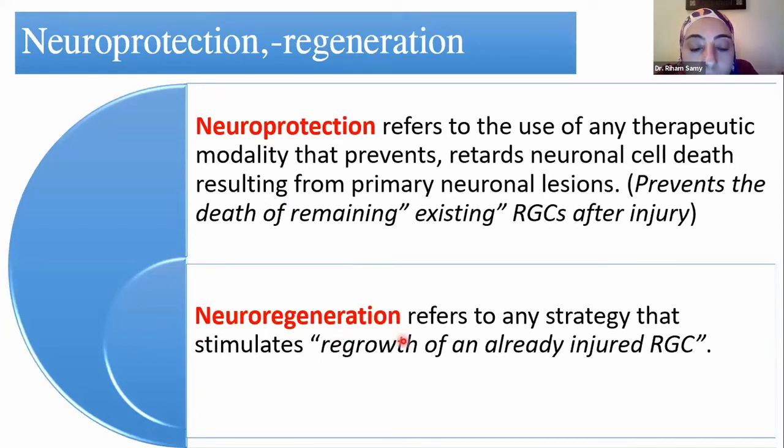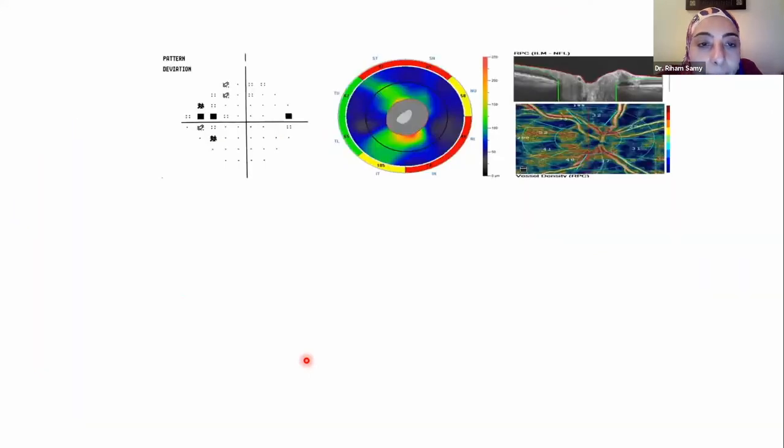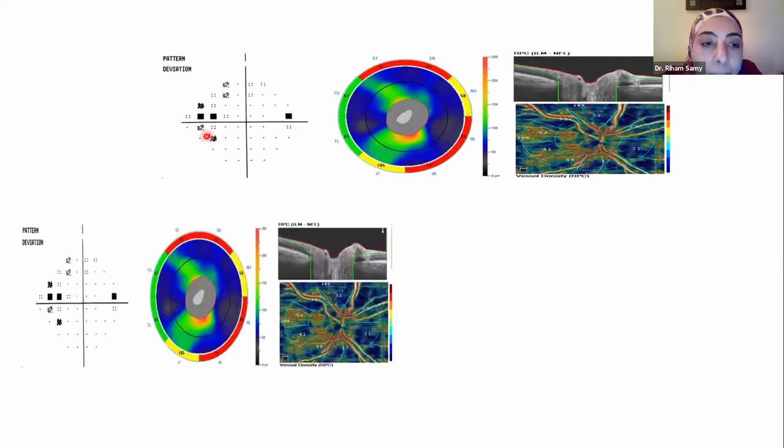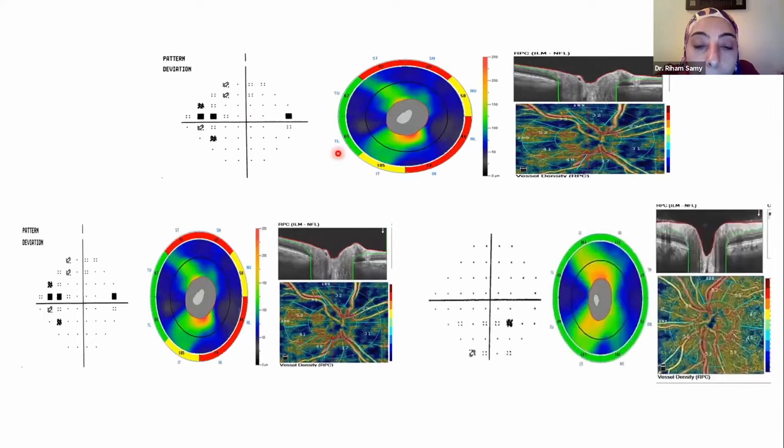However, neuroregeneration refers to any strategy that can stimulate regrowth of an already injured retinal ganglion cell. To simplify things, if we have a patient with early open-angle glaucoma, he has got structural and functional losses. If we follow up this patient and succeed to maintain the same losses, this is neuroprotection. However, if we succeed to make the lost function and structure come back again, this is what we mean by neuroregeneration. We all know that glaucoma is a multifactorial disease.